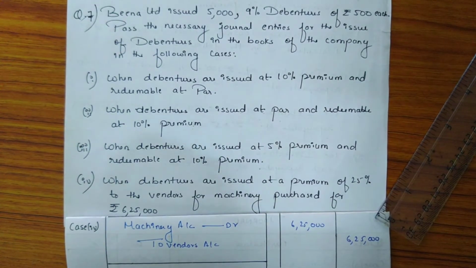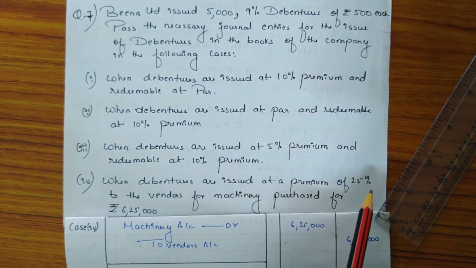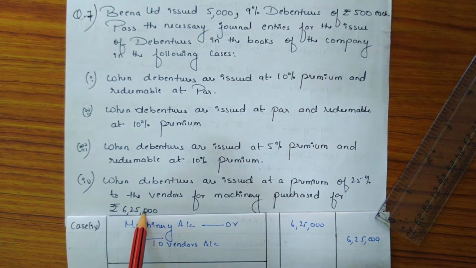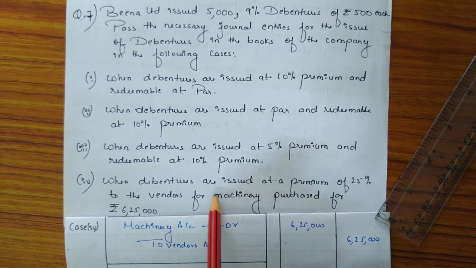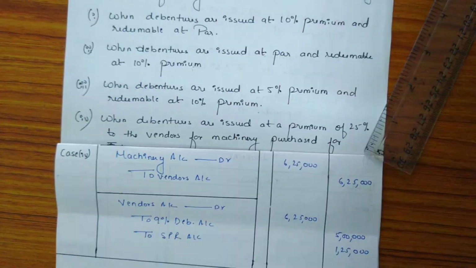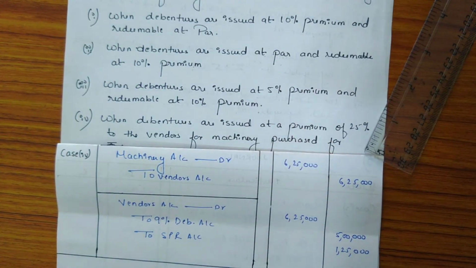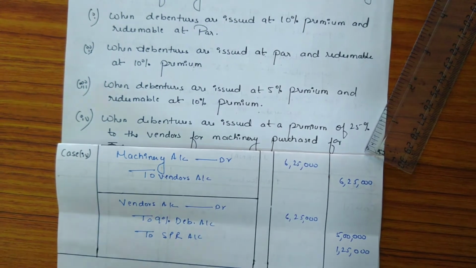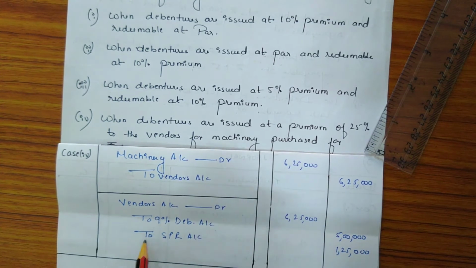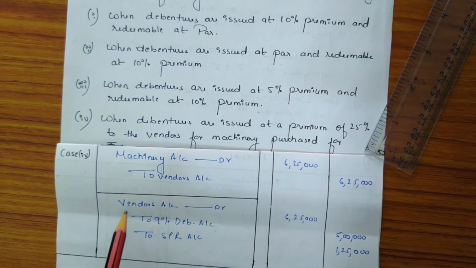Now the last situation is when debentures are issued at a premium of 25% to the vendors for machinery purchased for 6,25,000. So the first entry will be based on machinery purchased from vendors, and the entry is machinery account debit to vendors account, and the amount is 6,25,000. Next entry will be issue of debentures to the vendors at premium. So the entry is vendors account debit to 9% debentures account to securities premium reserve account. Vendors account will be debited with the amount 6,25,000.